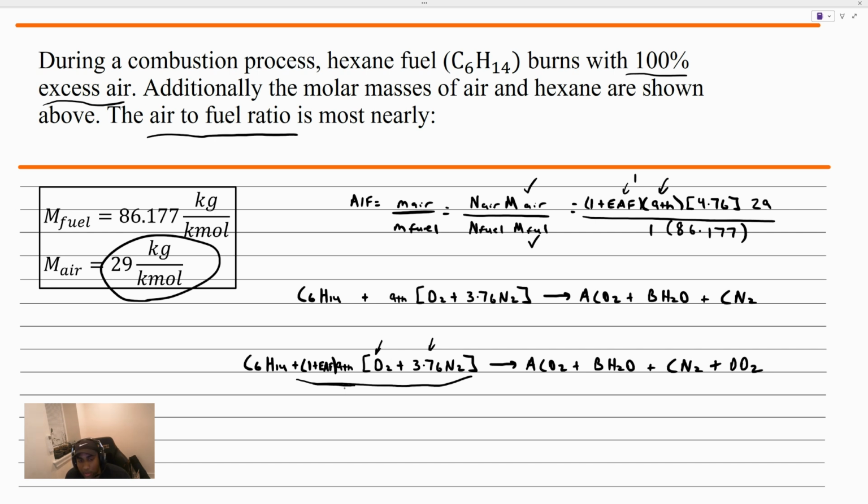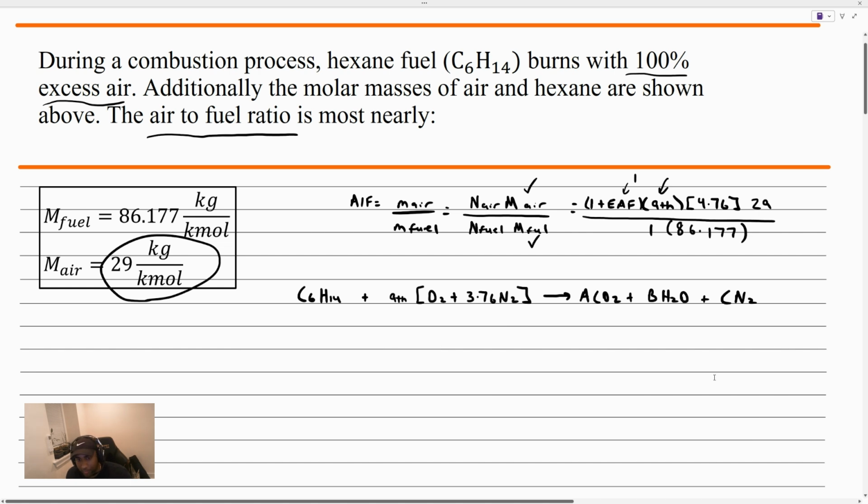And we do that by looking at the combustion equation without any excess air. So I'm going to go ahead and remove that excess air. And we're just going to solve this just doing stoichiometry.